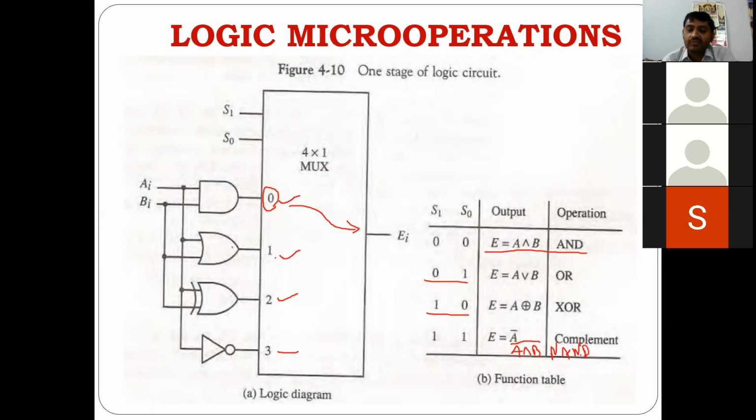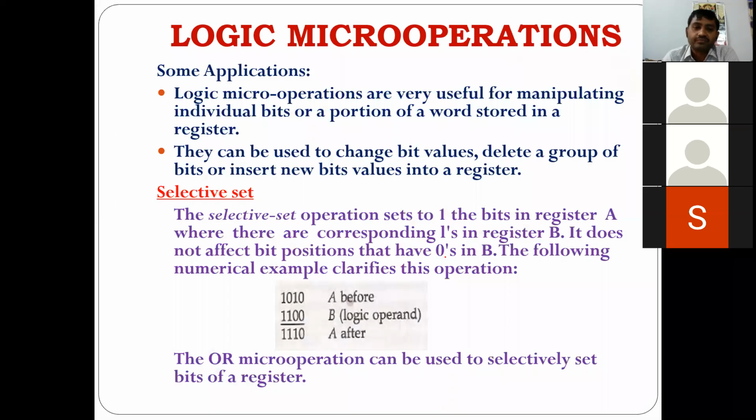It's a random example from a universal textbook, Morris Mano's Computer Organization. He has taken it and everyone is following, because it is very simple to represent. But it is not compulsory. You can take any, and the order need not be the same. But whatever you take here, the table must correspond. These two should match, right? So that is logic micro operation.